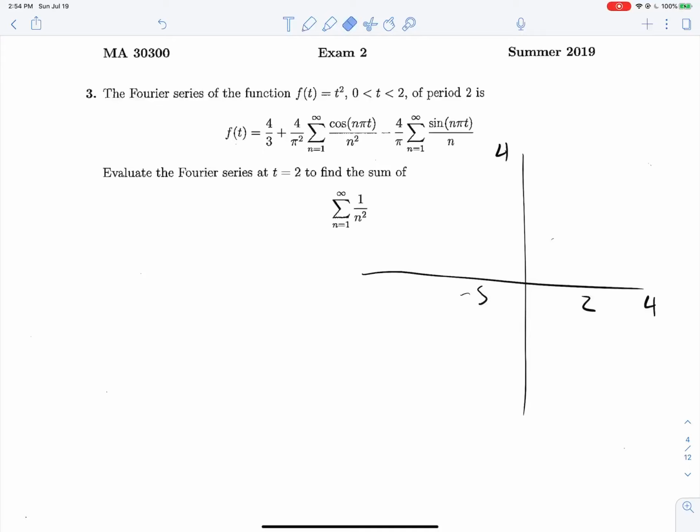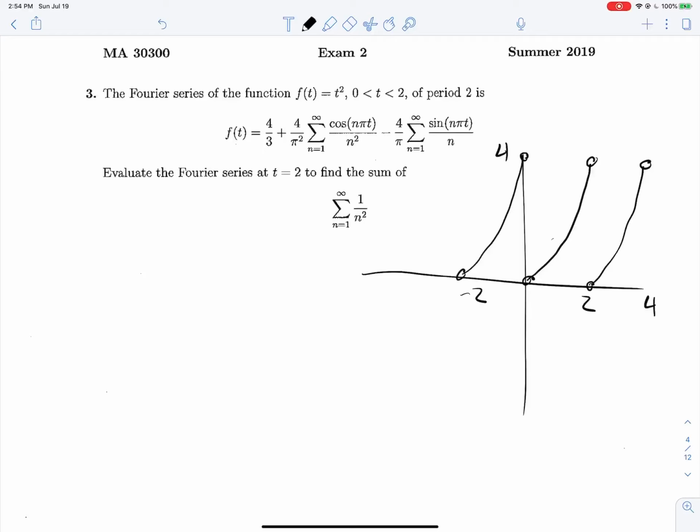So let's take a look at what this function will look like. T squared from 0 to 2, that's giving us that kind of shape, and then they tell us it's of period 2, so it's just going to repeat that pattern, like so. Okay, what do we know about Fourier series in general? What do they do around discontinuities? Well, they're going to kind of split the difference.